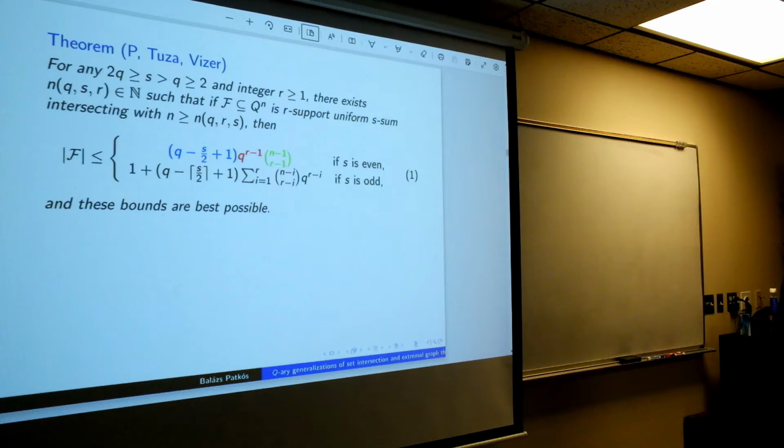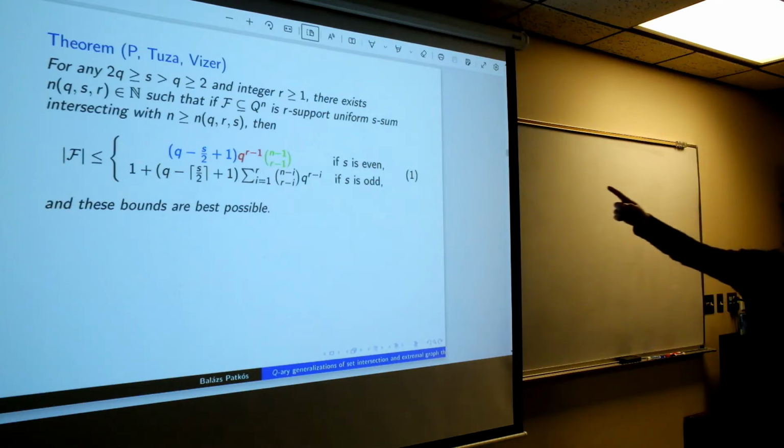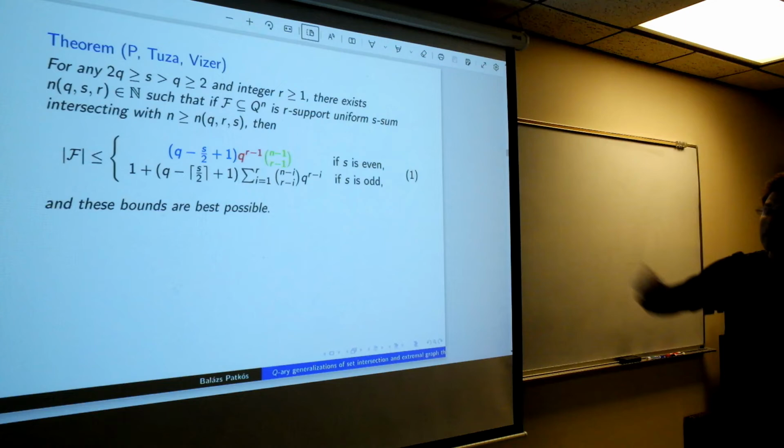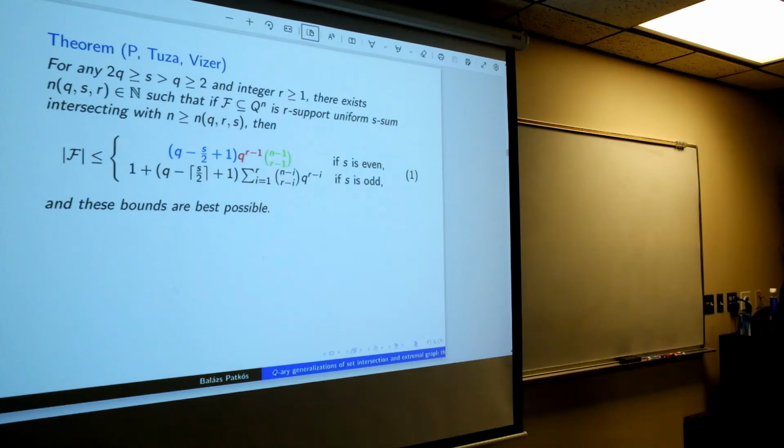Then we have to pick the others. This is about r-support uniform families, so these are families of vectors, and we have to pick all the other r minus one non-zero elements of the support, so that's n minus one choose r minus one, and there we have to pick some entry. For every index there are q of them, so it's q choices, so q to the r minus one. So the top row is exactly the size of the star. But on the bottom row, when s is odd, we see something else.